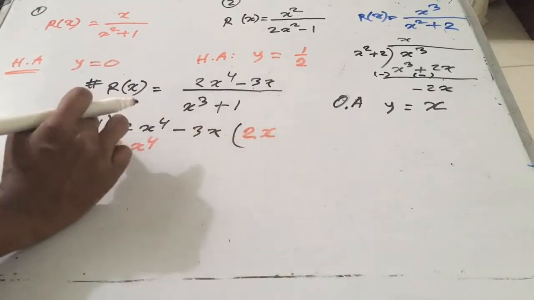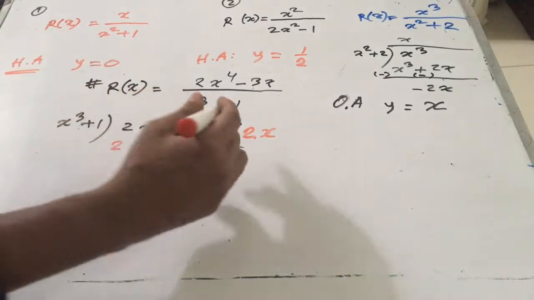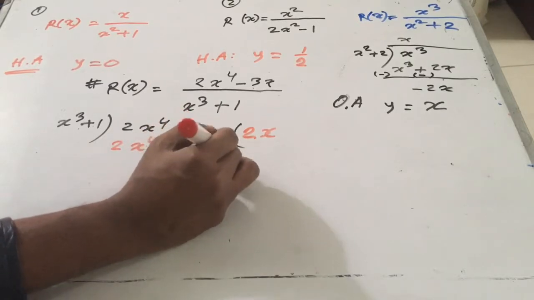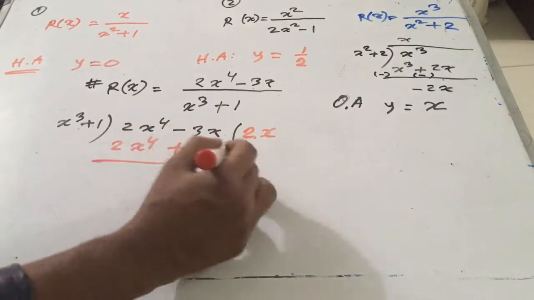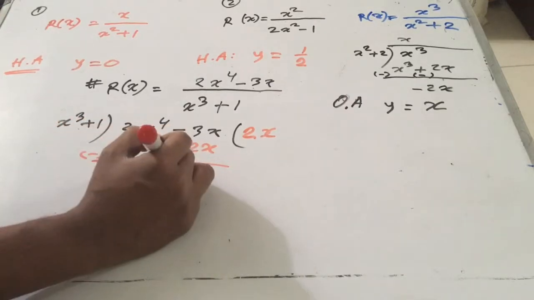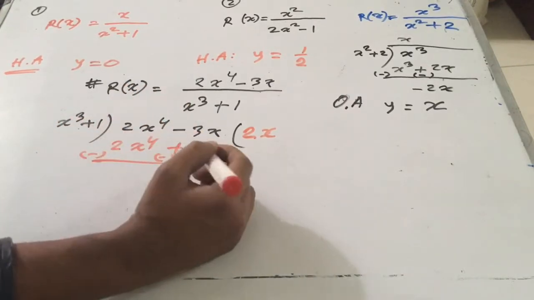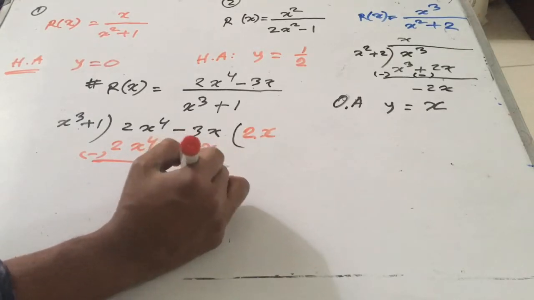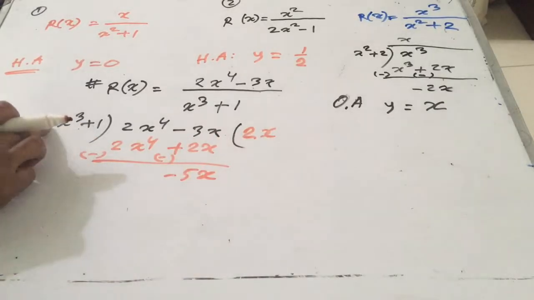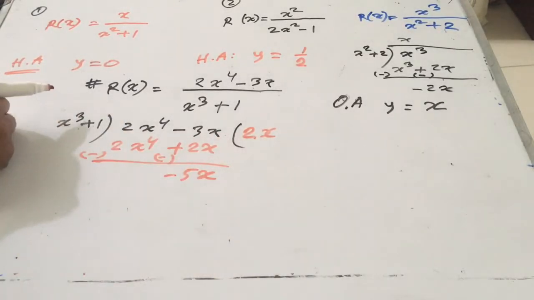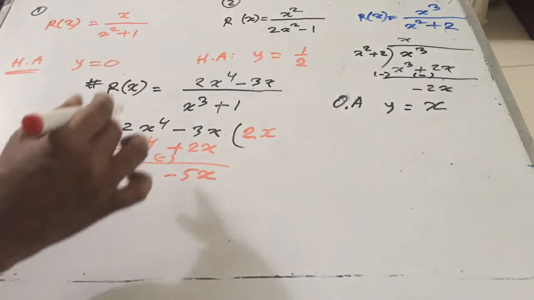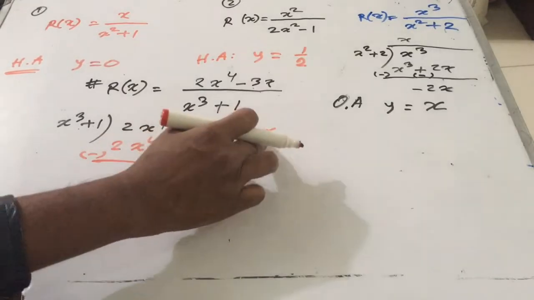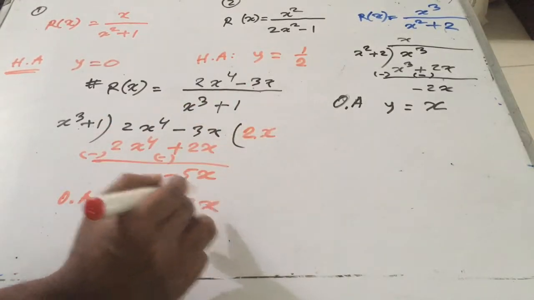Now I have to multiply twice x and 1. Then I get twice x, plus twice x. Then we have to do some subtraction. If I do the subtraction, this becomes minus, this becomes minus, this and this cancel out. Then we will get minus 5x here. As the power is less here, we do not have to do any more calculation. So we will stop here, and the oblique asymptote for this question will be y equals to twice x.